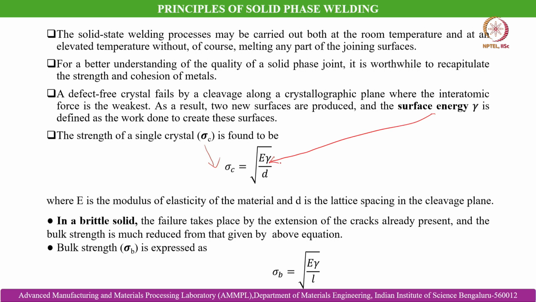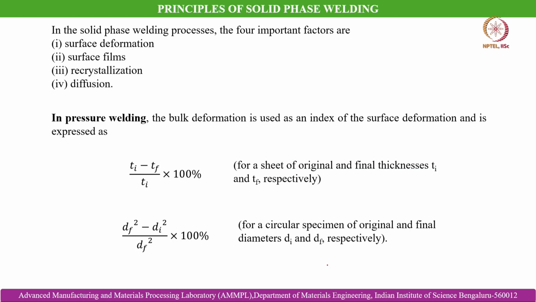In the case of a brittle solid, the failure takes place by the extension of the cracks already present within the material, and the bulk strength is much reduced from that given by the above equation. The bulk strength sigma b can be expressed as sigma b equals root over E gamma by L, very similar to the previous equation, where E is the Young modulus, gamma is the surface energy, and L is the characteristic length.